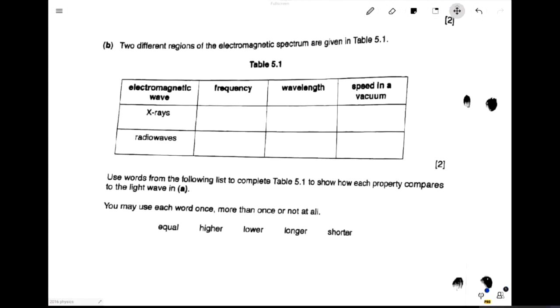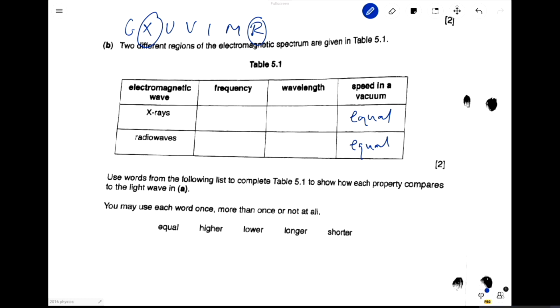Next, electromagnetic spectrum, given X-ray, radio waves. Use the words in the list to complete the table. So, Grandma X use Viagra in my room. So X-ray is here, radio wave is here. For wavelength and speed in the vacuum, which one is higher, which one is lower, which one is equal? Now, the speed is equal, correct? Because all of them belong to the electromagnetic spectrum, they will be traveling at the speed of light, which is 3 times 10 to the power 8.